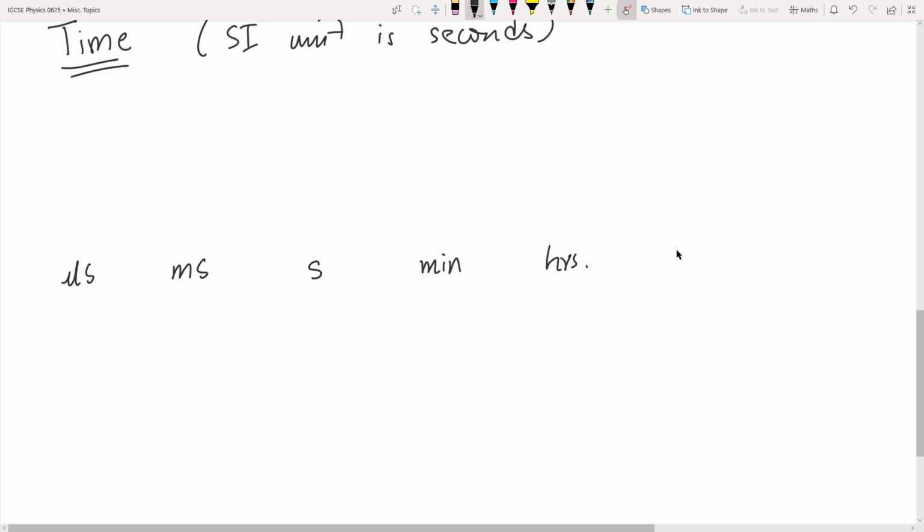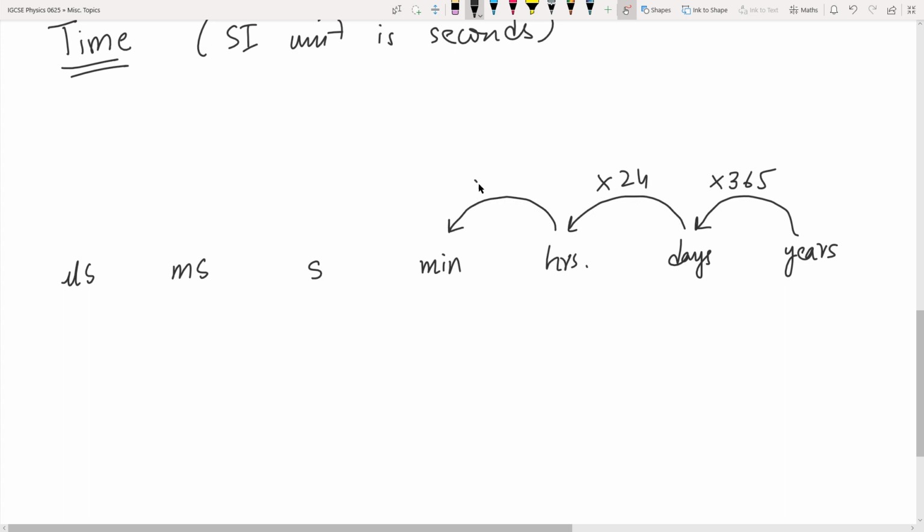This is the unit that you can write. And then we have days, and then we have years, right? So if you go from years into days, we do know 1 year has 365 days, and 1 day has 24 hours, and then 1 hour has 60 minutes, right? And 1 minute actually has 60 seconds.